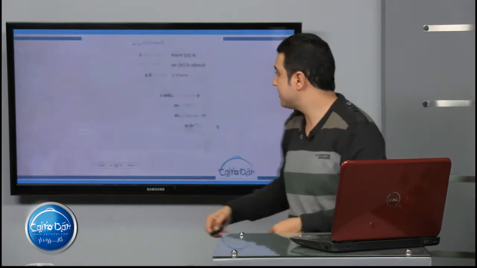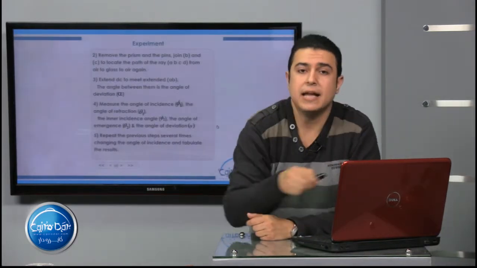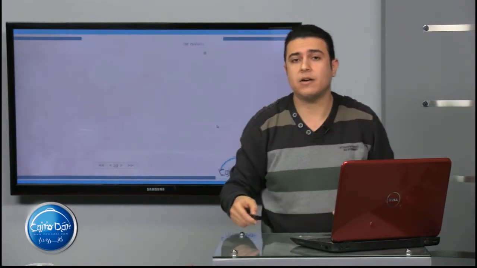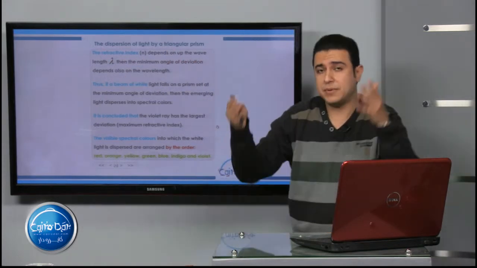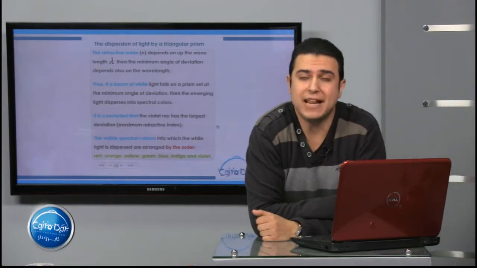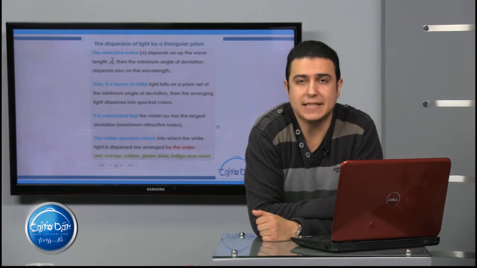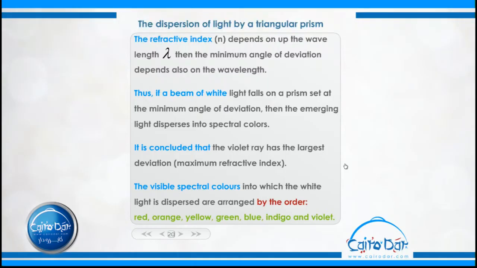So by this activity we can calculate the angle of deviation and we can calculate the refractive index of the prism. After that, from the previous figure, we can conclude that the refractive index n depends on the wavelength. For example, the red light has a long wavelength. When the wavelength increases, what will happen to the refractive index and the angle of deviation? Yes, the refractive index is very small and the angle of deviation also is very small.